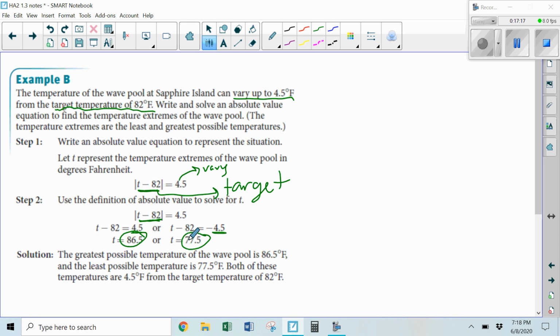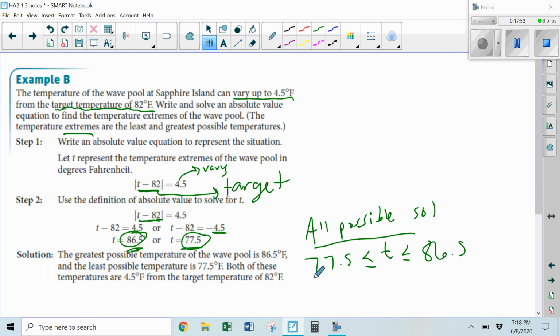Sometimes the question will say, what are the extremes? You'll have two set answers. Sometimes it says, what are all the possible solutions, or in this case, temperatures? Well, these are the only two acceptable temperatures. Those are the extremes. So to list all of the possible temperatures, we could say from the lowest to the highest. Any temperature that fits in there would be all of them. So read the directions. Does it say give the extremes, or does it say list all the possible? And here is a list of all of them. If I just want to list the extremes, I want the highest and lowest.